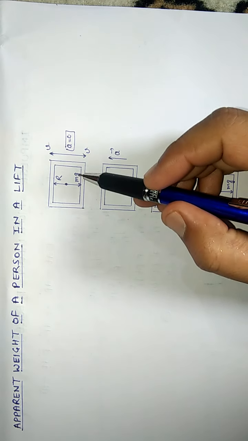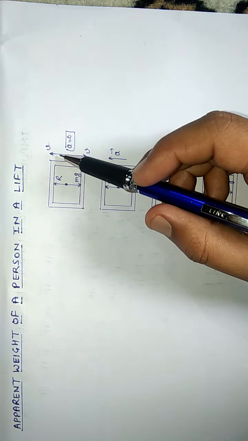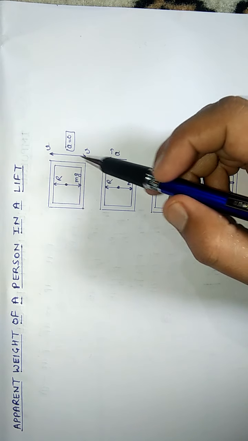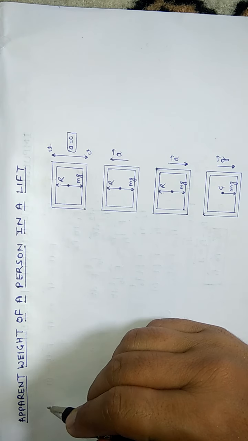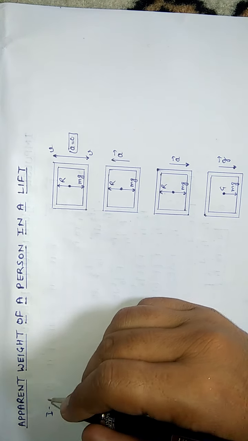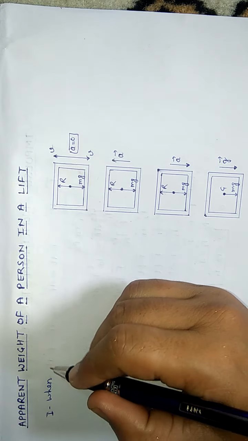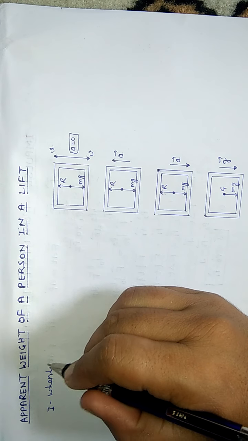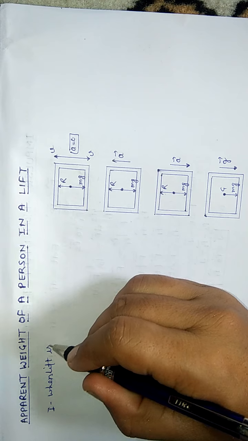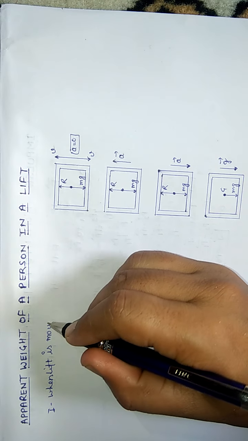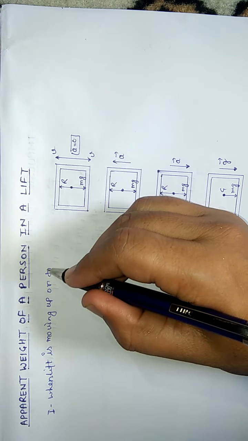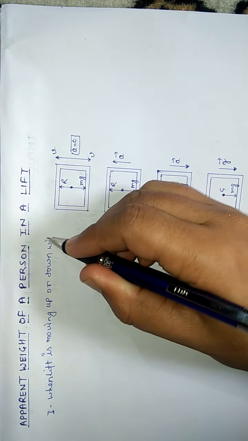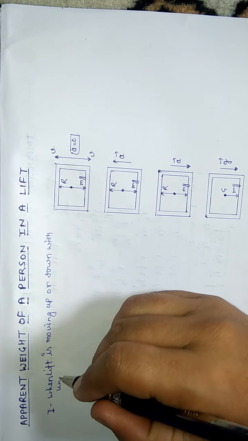In the first case, the lift is moving upward or downward with a uniform velocity.